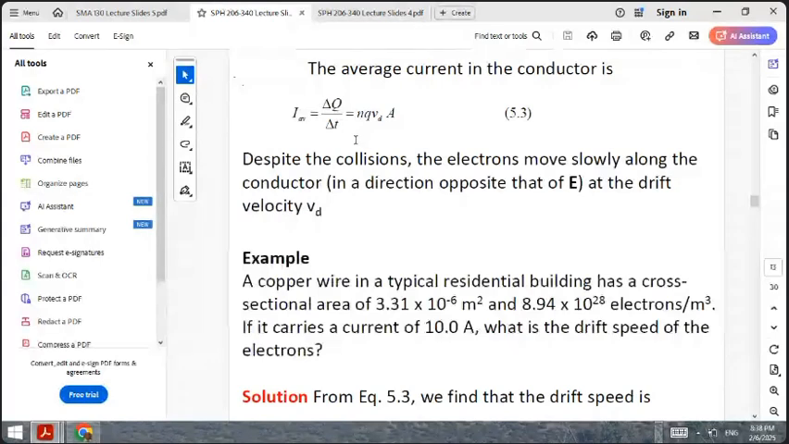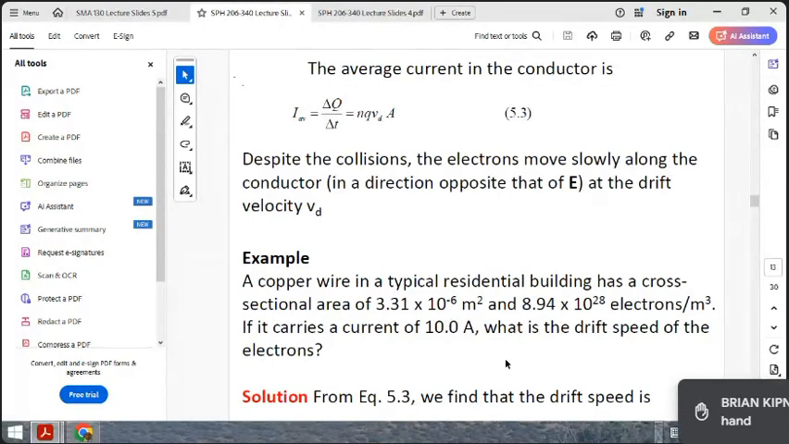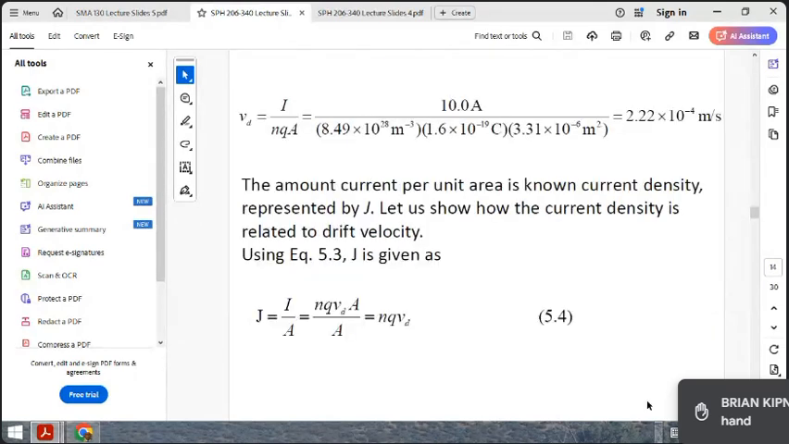So we use equation 5.3. We are given the current. We are given the concentration of the electrons. We know Q. If you remember your elementary physics, Q has a value of 1.6 times 10 raised to power negative 19. So we are required to get V. So we make V the subject. So we'll have V equals I divided by NQA.